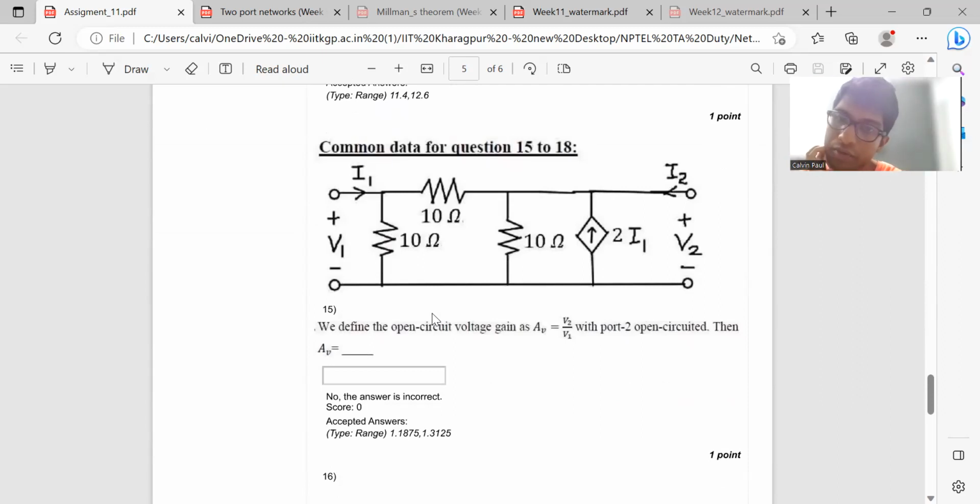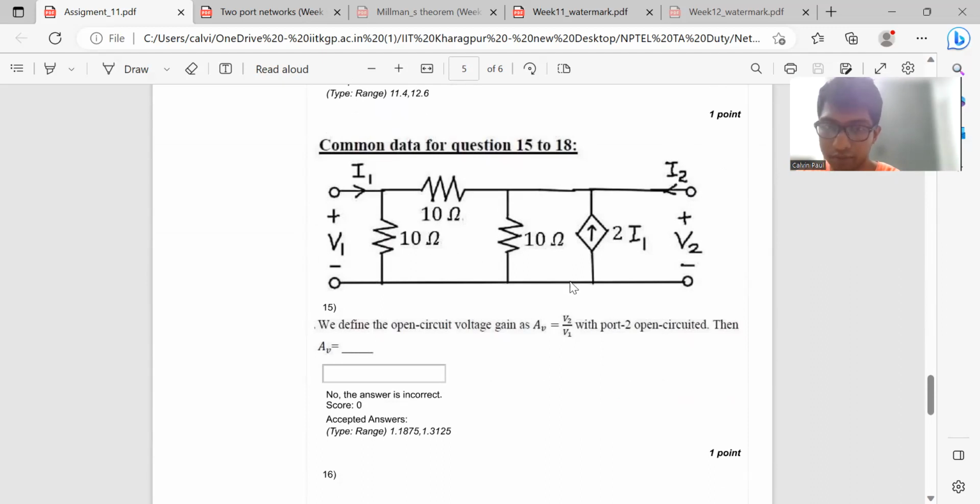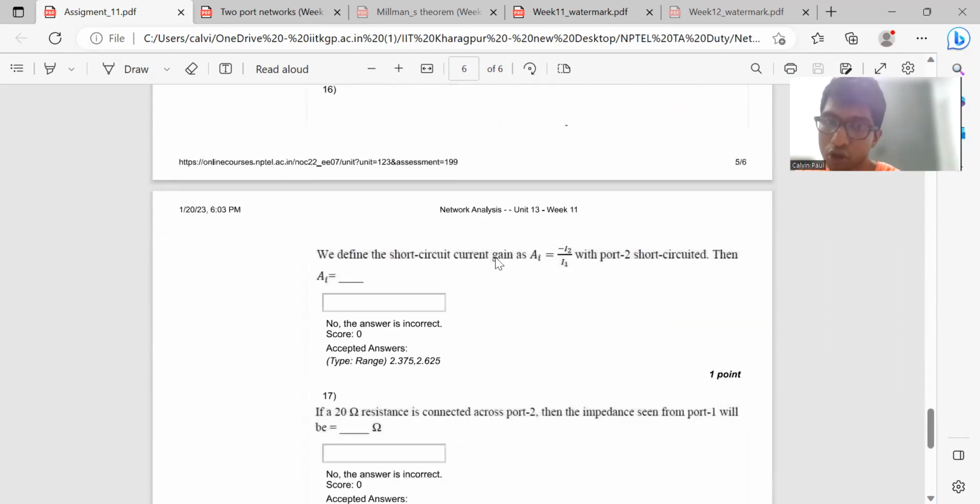We will solve this sum and we will look into it. So this is the network which is provided to us. We are told to find the open circuit voltage gain. Open circuit voltage gain is V2 upon V1 when port 2 is open circuited. So that means I2 will be equal to 0. We should find the ratio between V2 and V1. Then they are telling us to find the short circuit current gain, which is AI, equal to minus I2 upon I1 with port 2 short circuited.